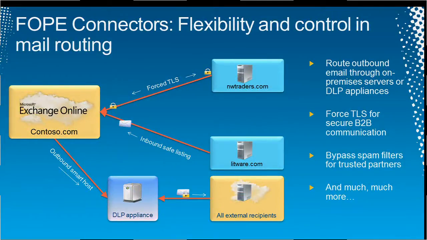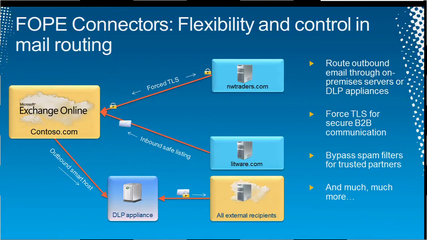I've captured 3 scenarios here. Contoso is the organization I work for, and they trust NW Traders. They do high business impact transactions with NW Traders. They want a forced TLS connection for outbound and inbound with NW Traders. You can do that right now with FOPI connectors.